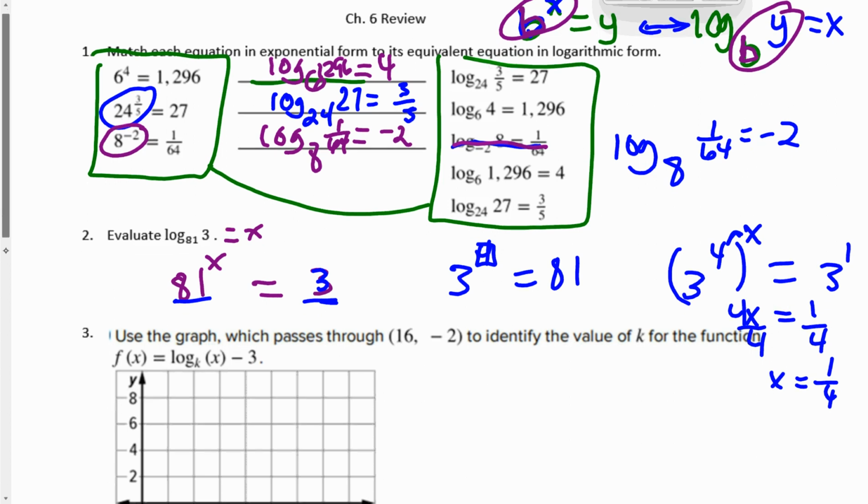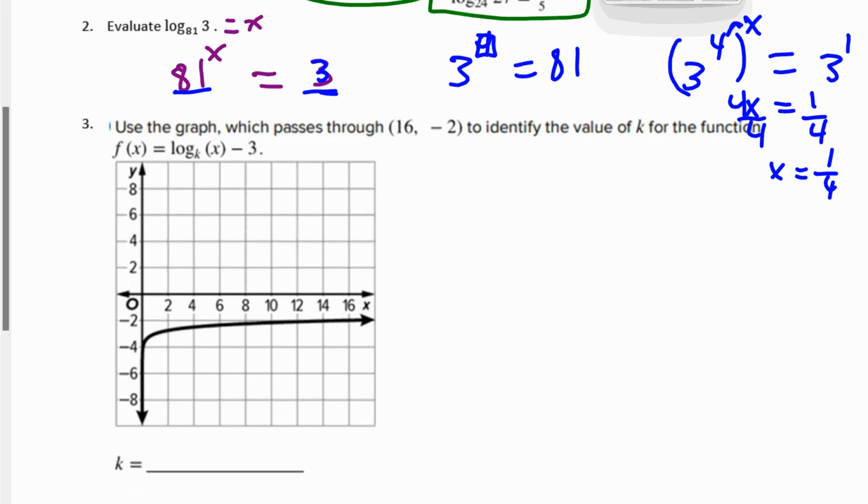Okay, this next part's a little bit different. So this is asking us to solve for k as the base. Okay, so k is the base, and it gives us this point 16, -2. So that would be our x is 16. So I could just plug that in for x. And then it gives us a y of -2. Well, that's my f of x, right? So that'd be -2. And then I have subtract 3 after I take the log of 16. That's why that x is in parentheses.